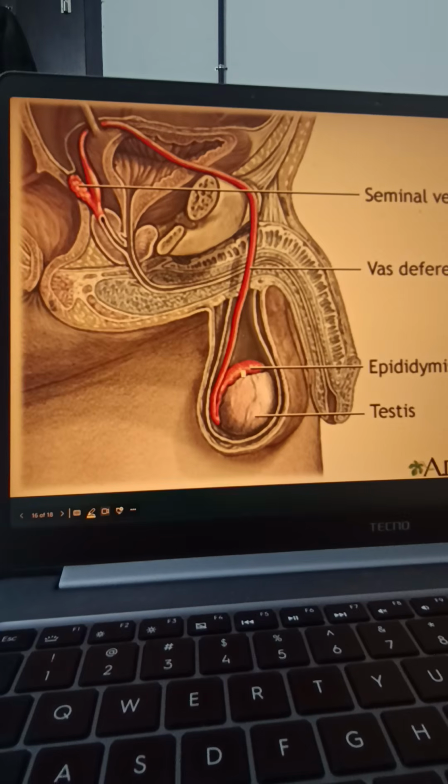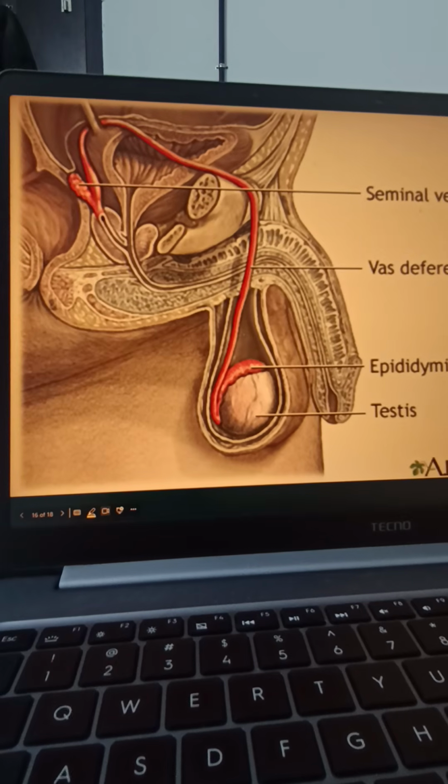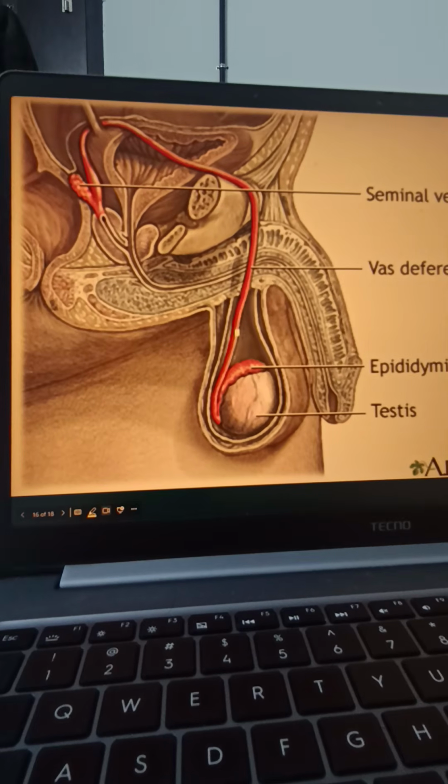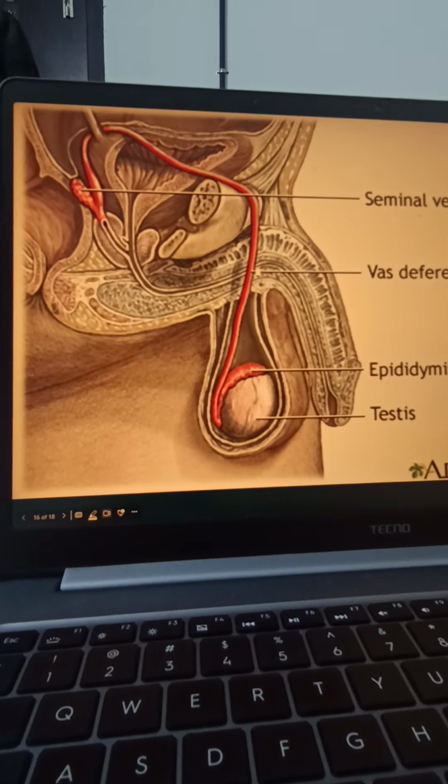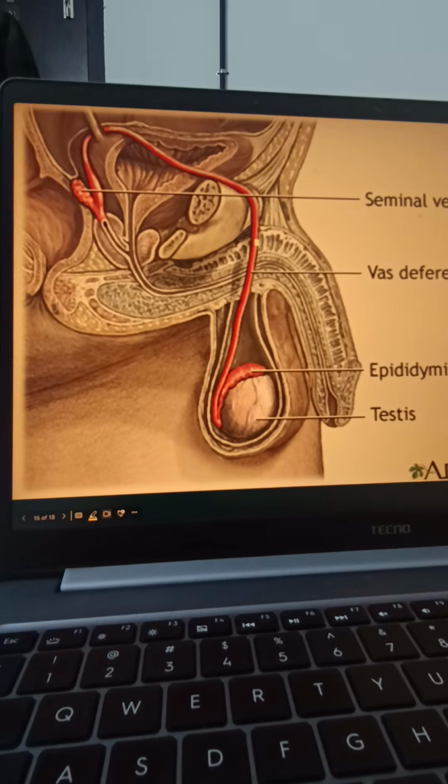Now, let us have a look at the red cord here. So here your testis is located outside the abdominal cavity. The sperm produced from the testis is taken up by the epididymis, that's the head of the epididymis, the body of the epididymis, tail of the epididymis. Now it goes all the way up as the vas deferens. Now you can see the vas deferens enters the inguinal canal.